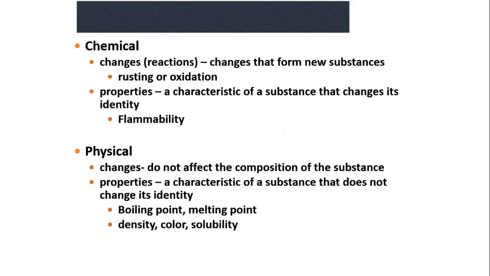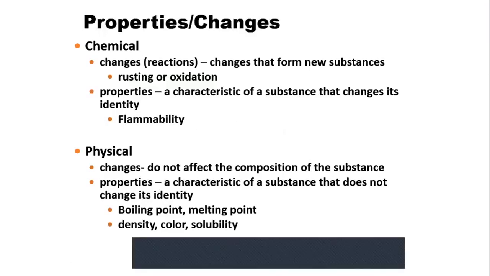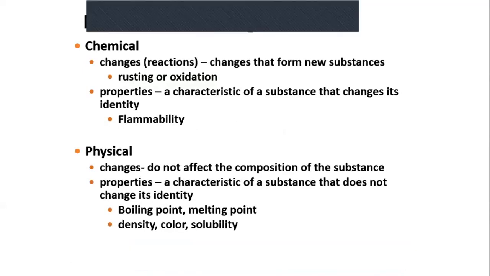And so density is a property of a substance. And with matter, you have properties that describe a characteristic of a substance, and you have changes, which is an action undergone on a substance. And there are two categories of properties slash changes. These are chemical and physical. We'll start with chemical first.